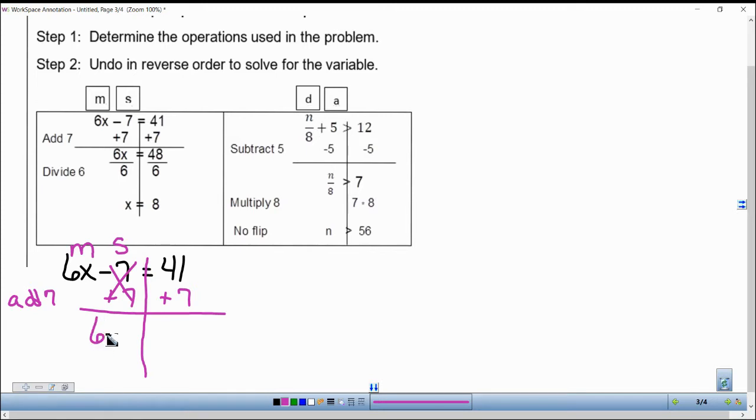So we get 6x equals 48. Now we have a one-step multiplication problem. So we have to divide by 6 from both sides. So then x is going to equal 8.